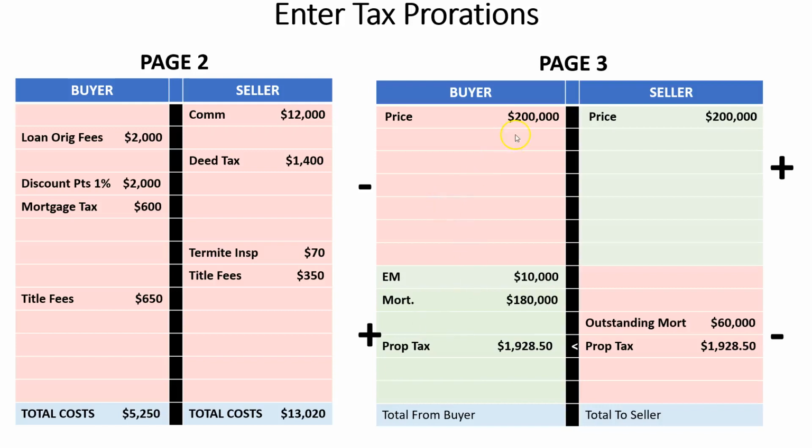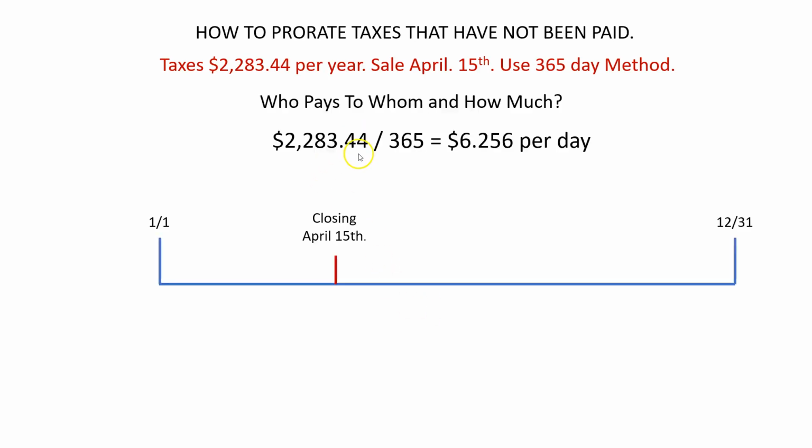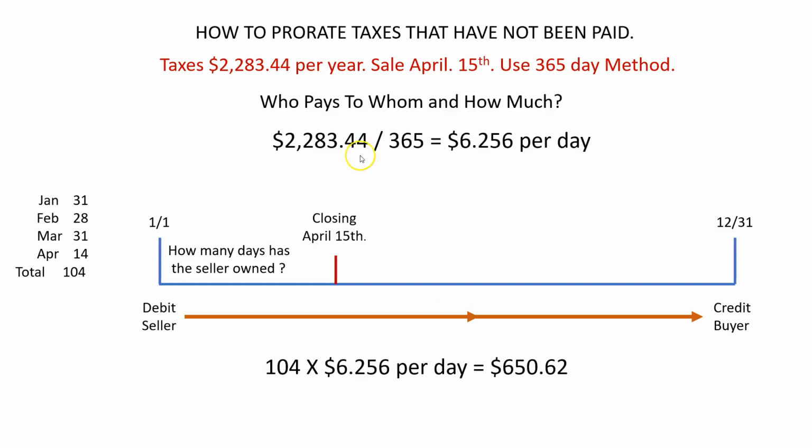And it will be entered on page 3 as a property tax coming into the buyer's pocket and out of the seller's pocket. Let's do another example. No, I won't. That's prorated taxes. Same thing. That's just an extra example we've got there in the book.